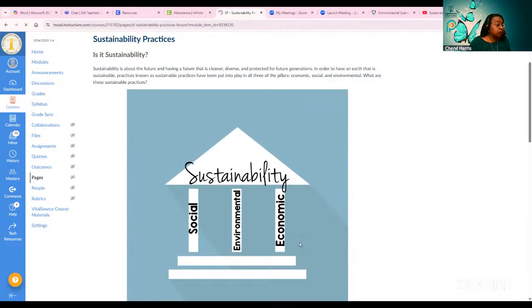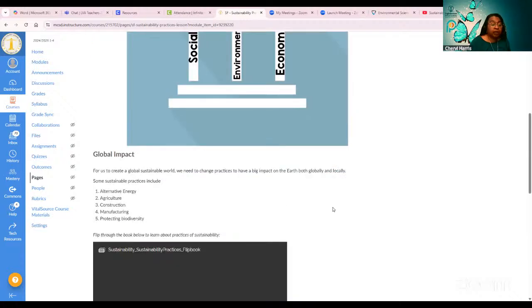All right, and I'm going to say this one more time for the benefit of those who just came in. Good morning, good morning, good morning. We are reading Canvas. We're particularly reading today's lesson on sustainability practices, looking at our social, environmental, and economic issues and the impact that they have globally.